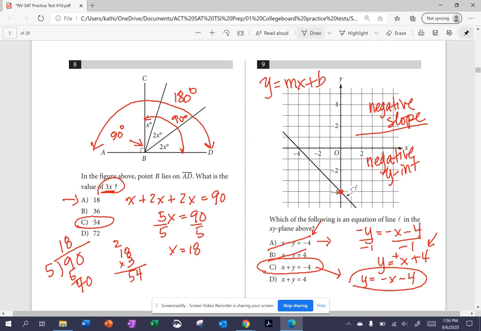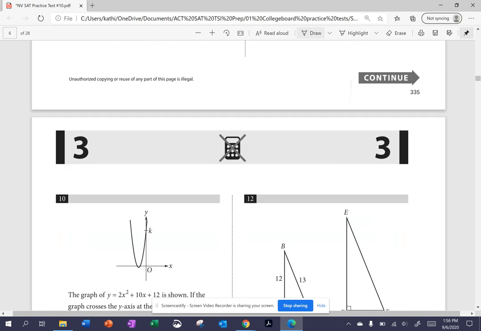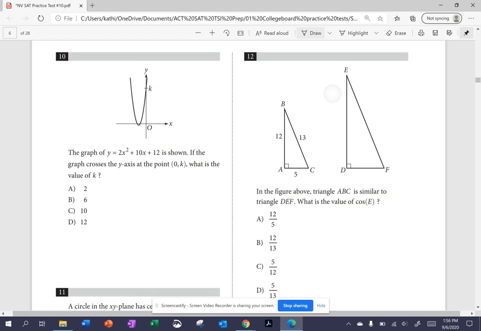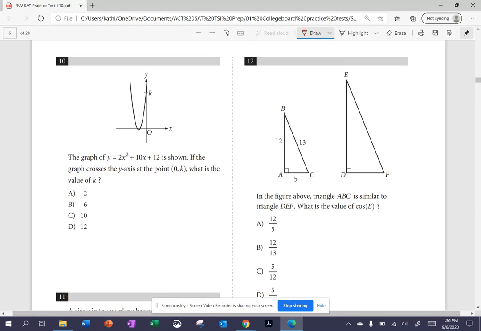All right, number 10. The graph of y equals x squared plus 10x plus 12 is shown. If the graph crosses the y-axis at the point (0, k), what is the value of k? So I know here x equals 0. So if I substitute x equals 0, this becomes 0. 10 times 0, this becomes 0. So k equals 12.